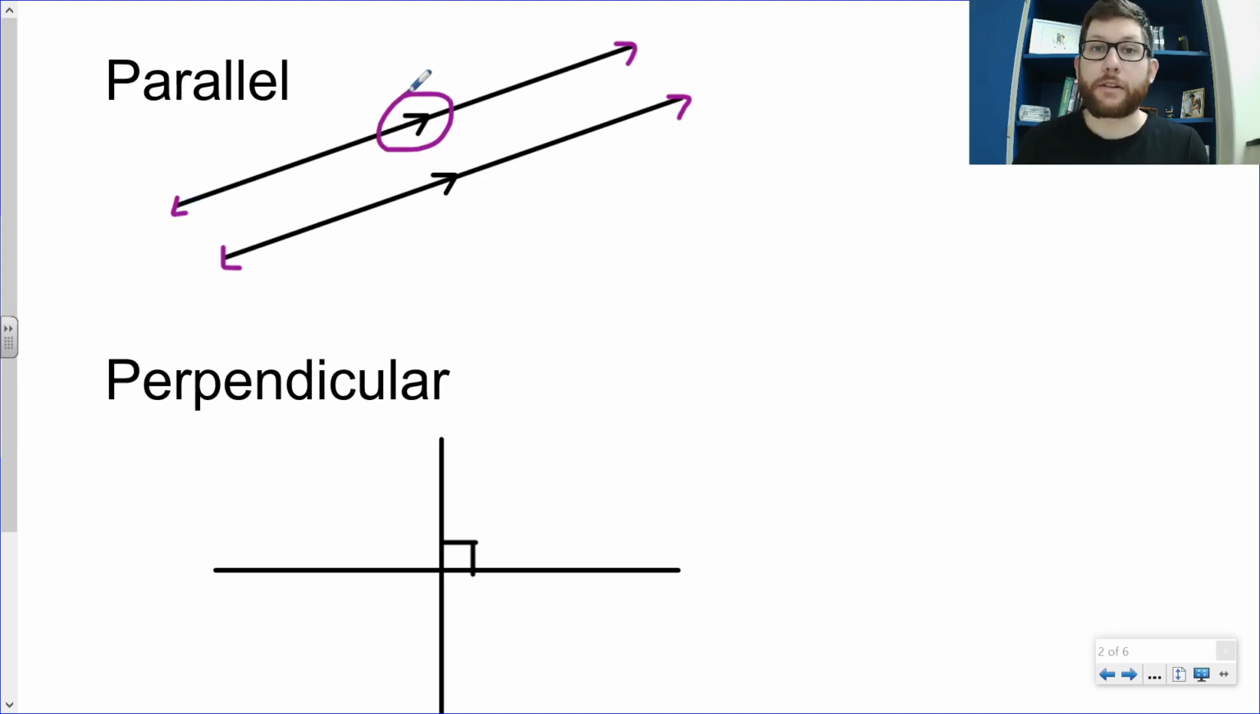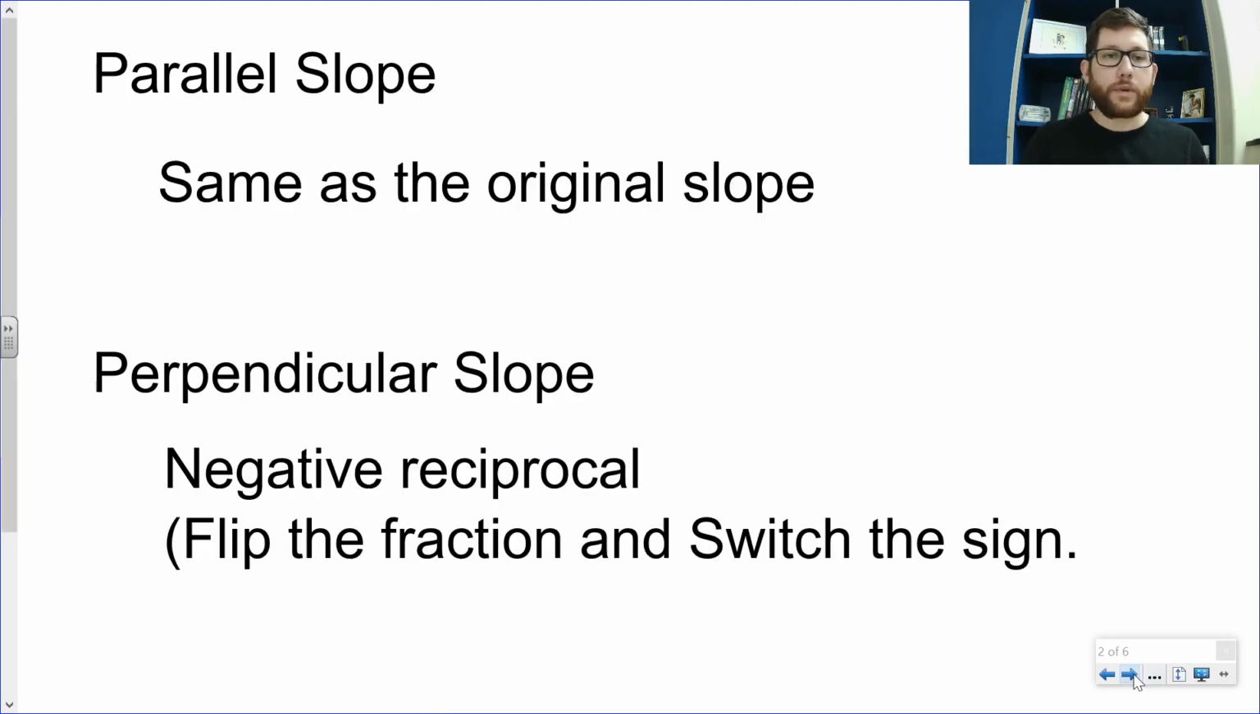Let's talk about perpendicular lines. Unlike parallel lines, perpendicular lines do cross, but they cross in a special way. It's not just that they cross. It's that when they cross, they make 90 degrees. Going back to our street example, when roads cross, a lot of times they make perpendicular lines. They cross at 90 degrees, especially if you're downtown. And this little box right here means 90. So those are our parallel and perpendicular lines, just for review.